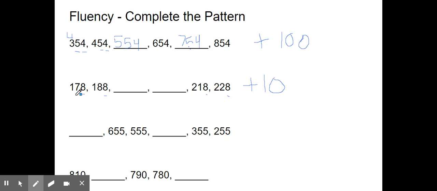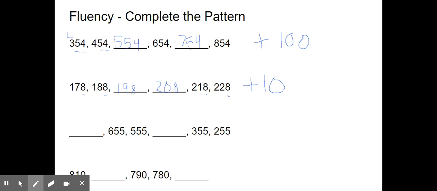So if our tens are changing, let's take a look. 178 plus 10 is 188. Plus 10 is going to be 198. Plus 10, this is a little bit tricky. I have 9 tens. What's going to happen if I add another 10? If I add another 10, I'm going to have 10 tens and I'm going to bundle. So it is going to make a new 100. So next is going to be 208. Then 218 and 228.